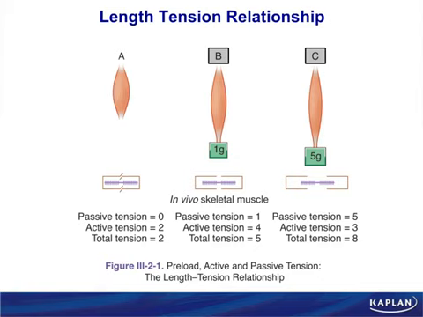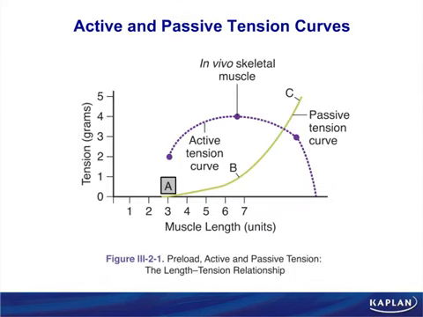Let's plot this passive tension on the next slide. So this illustrates muscle length on the X, tension on the Y. And let's just pay attention for right now to the green curve, the passive tension curve. A represents the muscle when we had zero preload. So say the muscle is approximately 3 units length. It's just sitting there, there's no load on it, so it's not developing tension. That's why tension is 0.